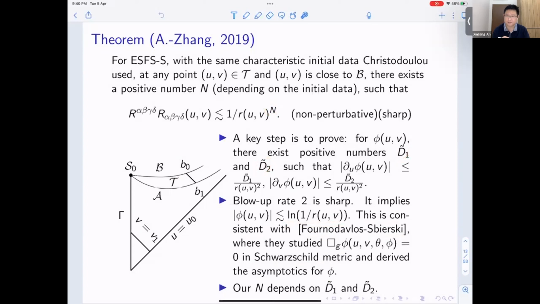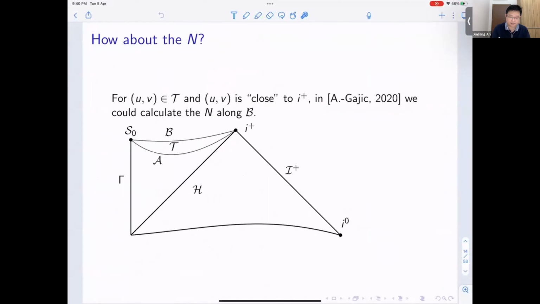So is it possible that we can calculate this n for some scenario? This would be the next result. How about this n? Can we see something more explicit? In a joint work with Gajic one year later, we really can calculate this n, but when it is close to time-like infinity.